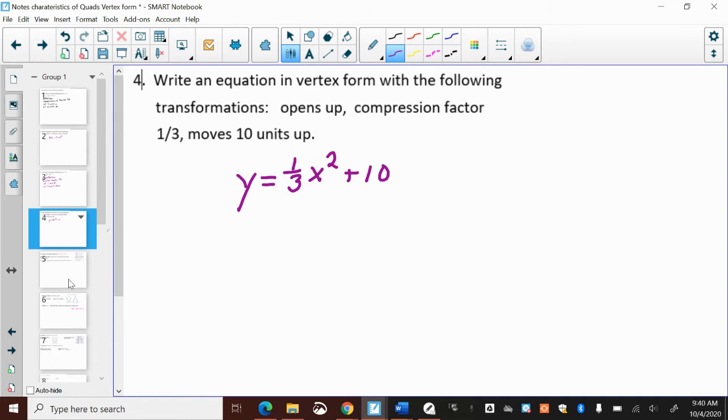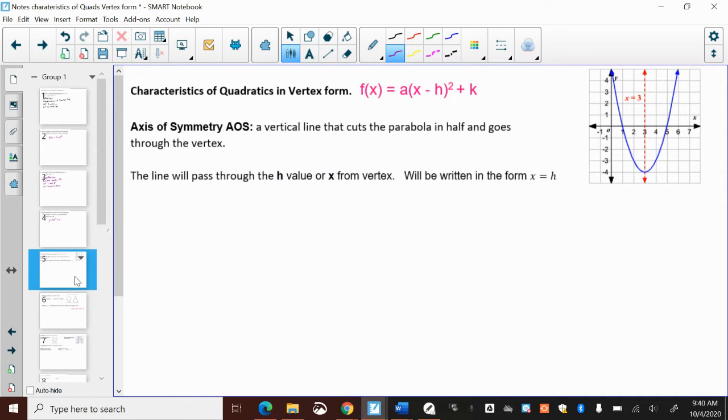All right, so we're going to be talking about characteristics of the vertex form. The first thing we want to talk about is what is an axis of symmetry. We'll be using this abbreviation here, AOS. It is a vertical line that cuts the parabola in half and goes straight through the vertex. So this red line over here is your axis of symmetry, and basically you could fold the parabola upon itself.